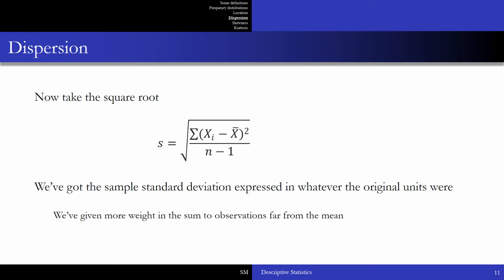Note, by the way, that we've given more weight in the sum to observations that are far from the mean. Obviously, deviations from observation values which are close to the mean, when they're squared, are relatively small, and deviations which are rather large, indicating that the observation is quite far from the mean, once we square them, those are going to get rather large.